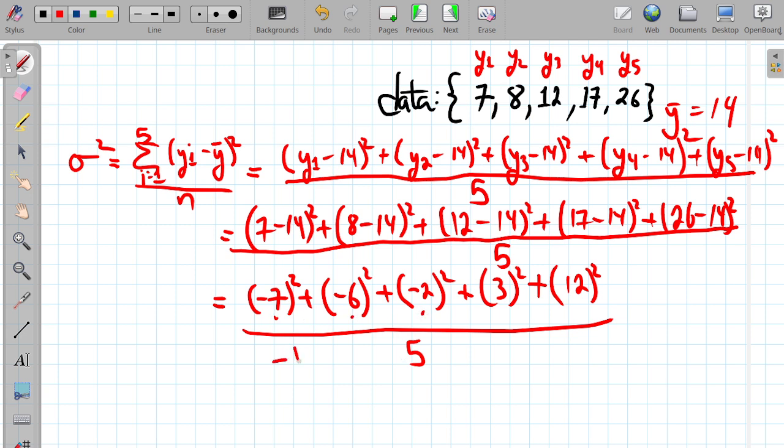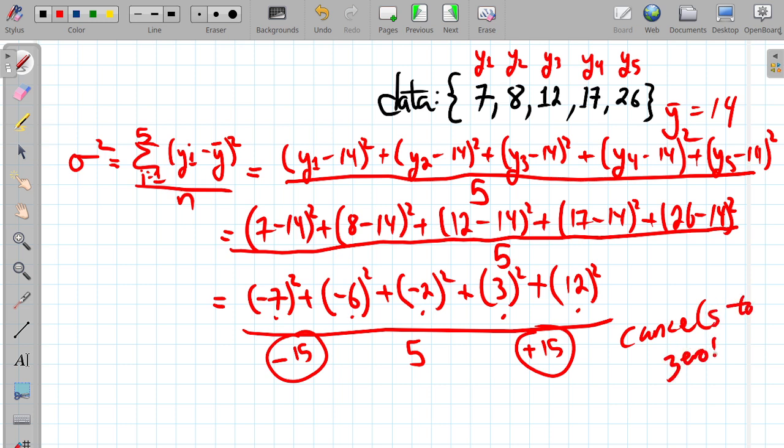So we have negative 15 for values smaller than the mean. Here we have positive 3 and positive 12 for another sum of positive 15, values greater than the mean. These things cancel out. This cancels to 0, as it should.